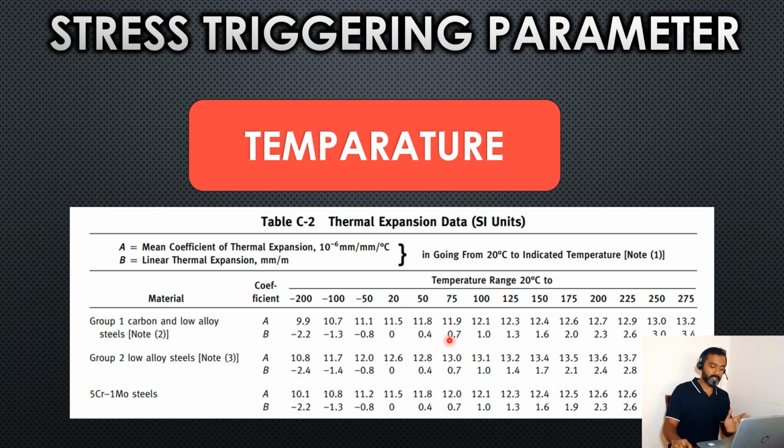But if you look at the minus side, actually, minus side also the line tend to contract. Here it expands and here it contracts actually. From 20 degrees Celsius, and if you go minus 50, minus 100, the line contracts up to minus 1 mm. So it gets shrinked actually. So this is how the piping system works. So temperature plays a vital role. So this is one of the major triggering factor.